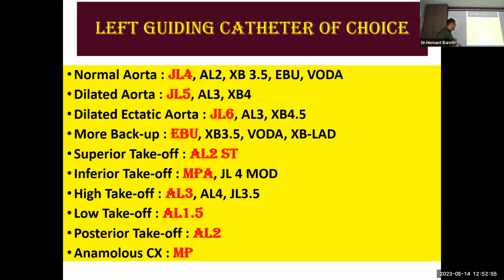High takeoff, again the same thing, anywhere up, anterior, posterior, lateral, anything here, you may take AL3. Low takeoff, again up, down, whatever, you can take AL. Only thing is, if it is low, then you use a smaller size, AL 1.5 or 1. If it is high, AL3. If it's normal, AL2. So this is the kind of thing you use. Posterior, again, here, there, whatever, AL. And anomalous circ, because anomalous circ generally arises from RCA and from the right coronary sinus, multipurpose could be a good idea because it will be an inferior takeoff of circumflex.